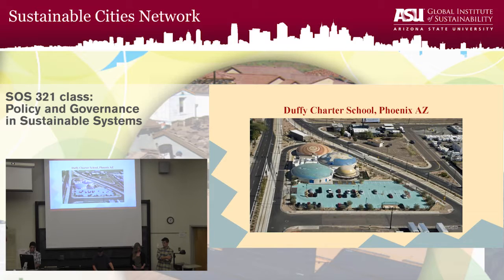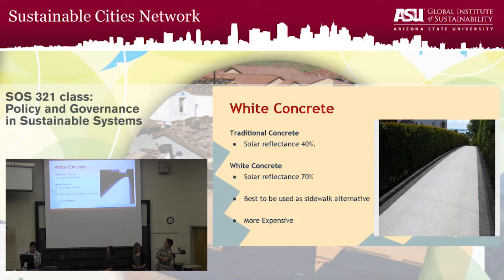So yeah. And then this is white concrete. It's another one of the strategies we viewed to increase surface albedo inside the city. So we're highlighting it as an alternative for sidewalk use. Traditional concrete has a solar reflectance of 40%, so 40% of the light that hits traditional concrete is reflected back into the atmosphere. But with white concrete, it's 70%, so that's almost double. But again, the trade-off is that it's more expensive, up to double the price of traditional concrete, but that's a long-term investment again.